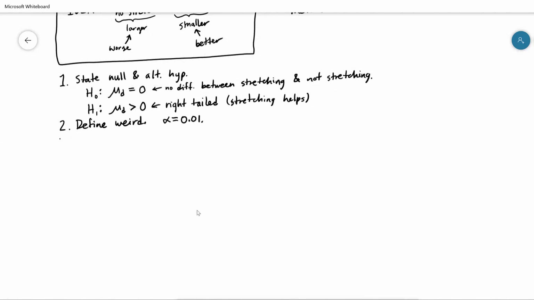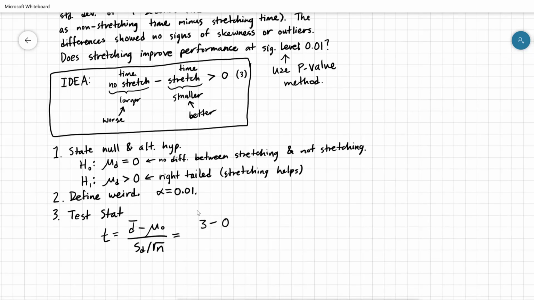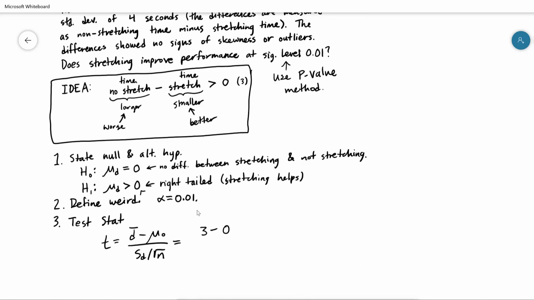Step number 3. Here's where we compute the test statistic, so where we actually look at our evidence. And our evidence says the following. So here's the formula again, just to remind you. It's d bar minus mu 0 over sd over the square root of n. We found an observed difference of 3 seconds minus an assumed difference of 0. This is our number right there that we plug in.